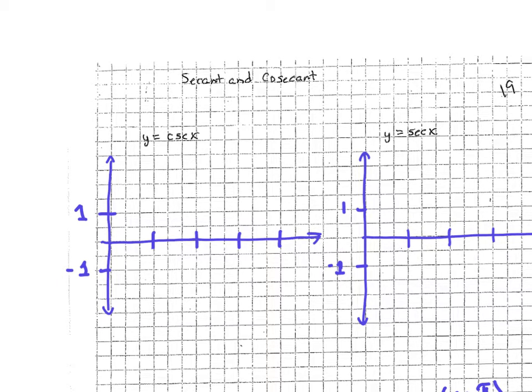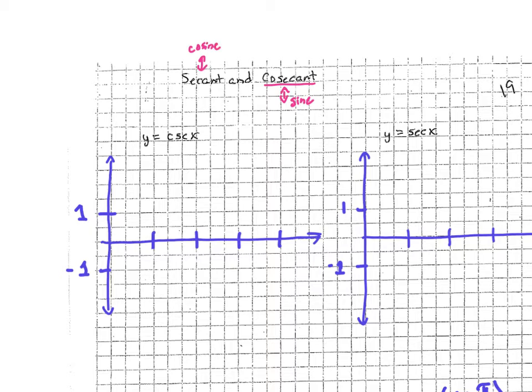Right, so I am going to talk to you a little bit about secant and cosecant graphs and how you actually create those. So let's refresh our memory about a few things. Remember that cosecant is the reciprocal of sine, and our secant graphs are going to be a reciprocal graph of the cosine curve.